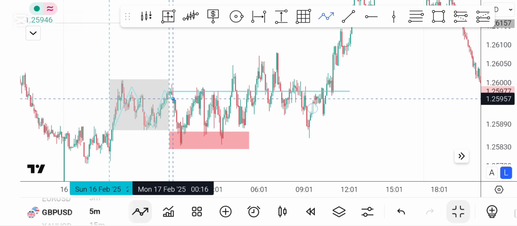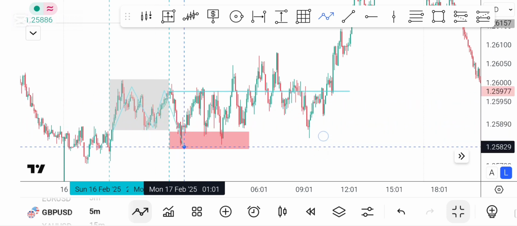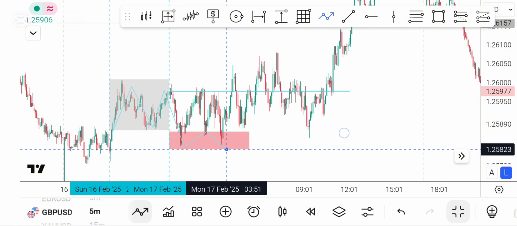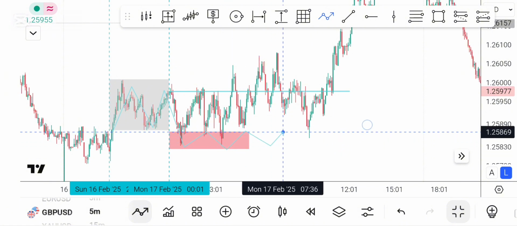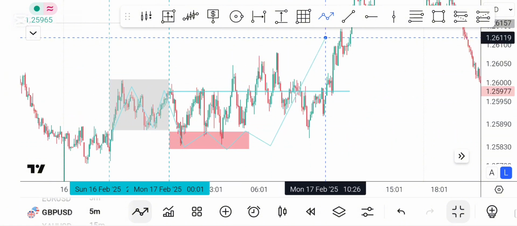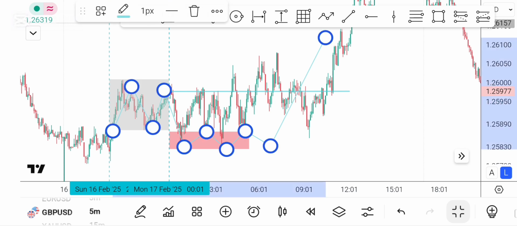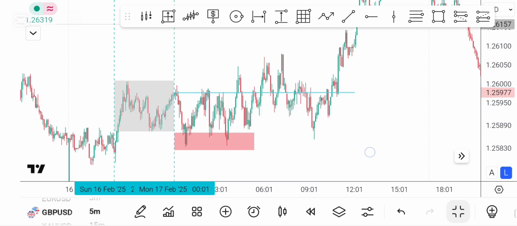This is actually the accumulation here, and then the manipulation is going to occur right down here, and then we are going to be paying attention for the distribution that is going to occur during the London session. So enough of the talking.